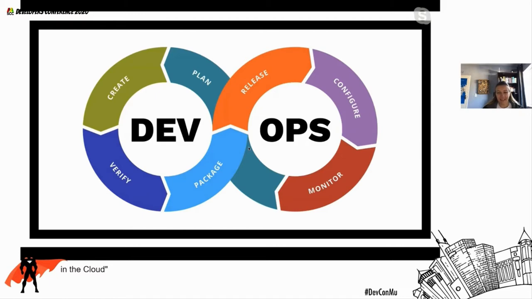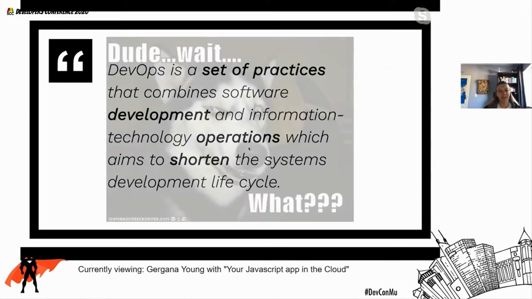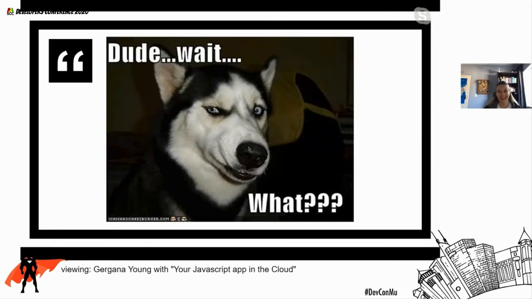And it means different things to different people. This is the definition from Wikipedia. DevOps is a set of practices that combine software development and information technology operations, which aims to shorten the system development lifecycle. Now, if you feel a little bit like this right now, I would forgive you, because what does that even mean? And it's okay to feel like this, because at the end of the day, DevOps means what you need it to mean for your team or your application or whatever it is you are doing.